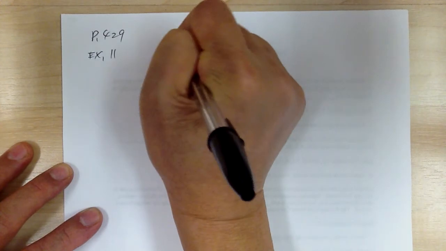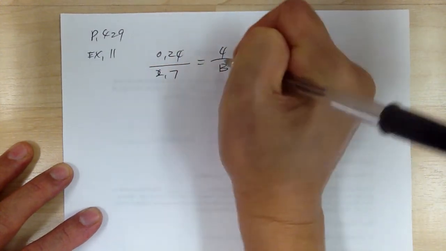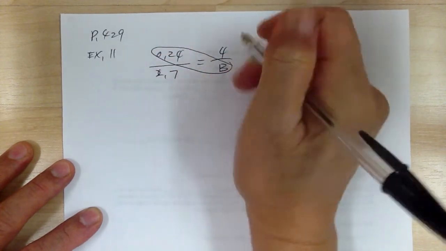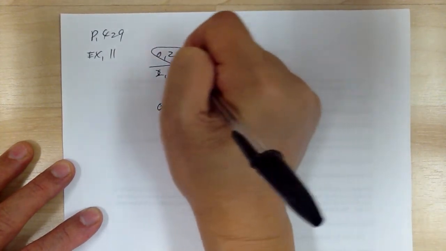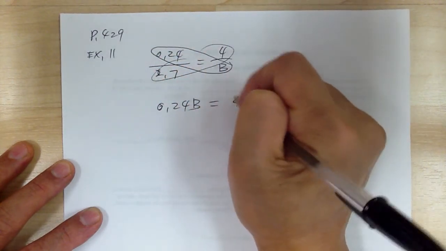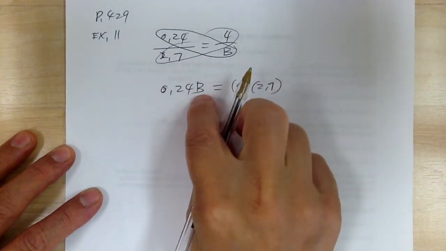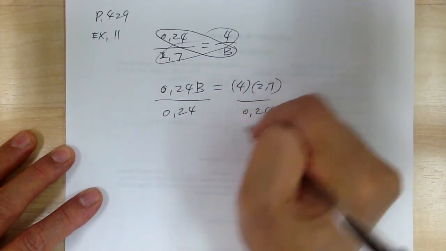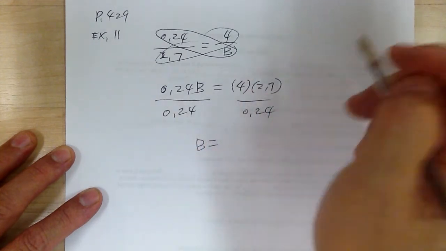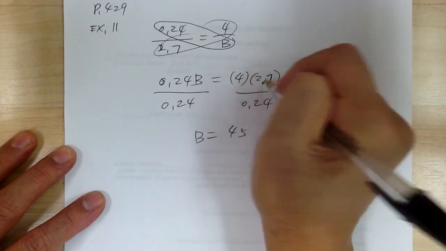You got 0.24 over 2.7 equal to 4 over b. So again, you cross multiply. So you're going to get 0.24b equal to, cross multiply, 4 times 2.7. And then after that, to solve for b, you divide by 0.24. So b equal, get your calculator, punch in all the numbers, you get 45.